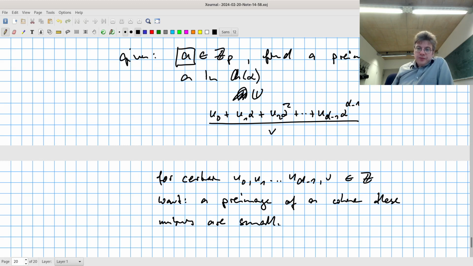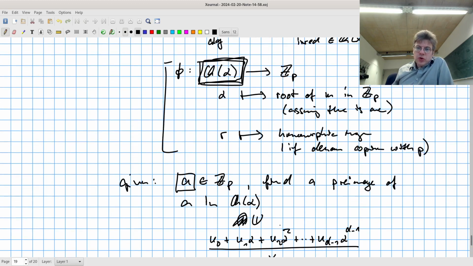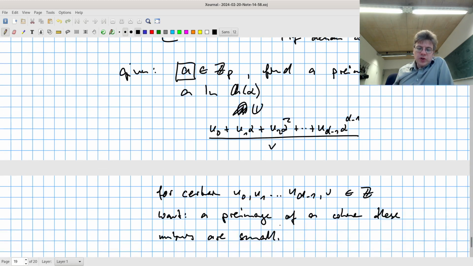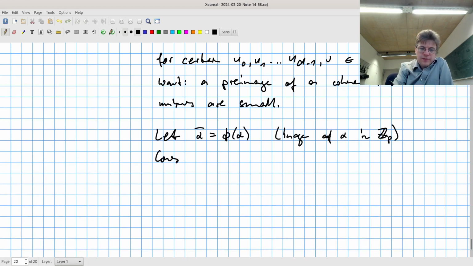And you do this again by constructing a lattice in which what you know is long and what you don't know and what you want to know is short. So let's see, how would we do this? Let alpha bar be phi of alpha. It's the image of alpha in set P, and consider the following lattice L.